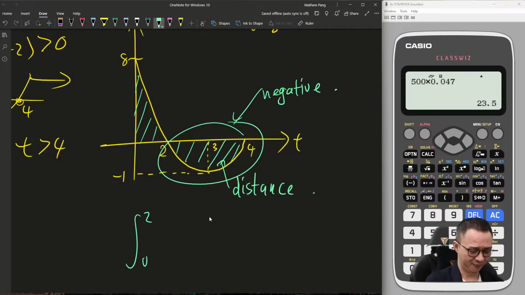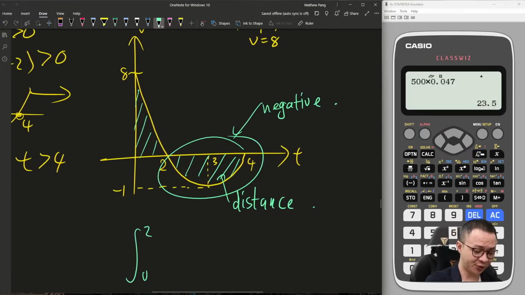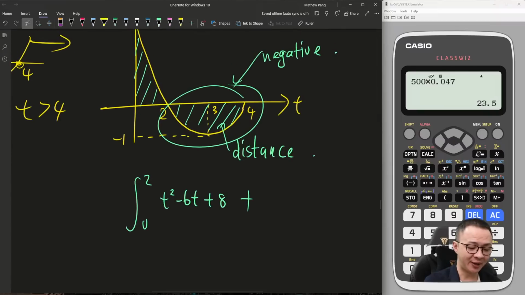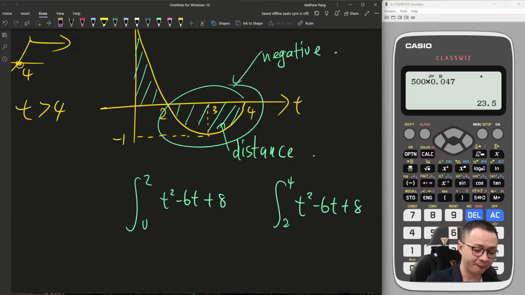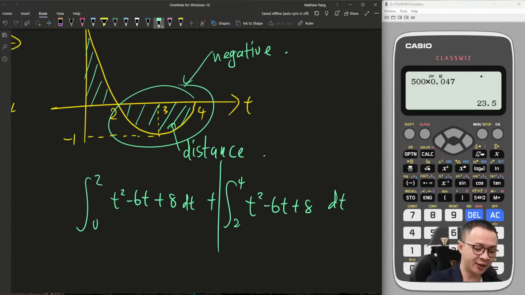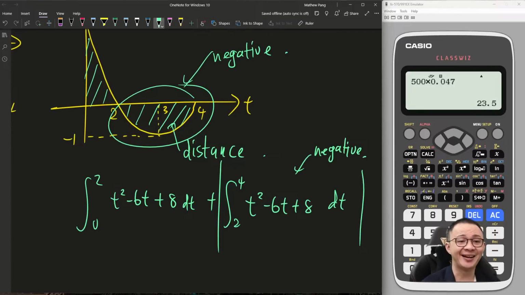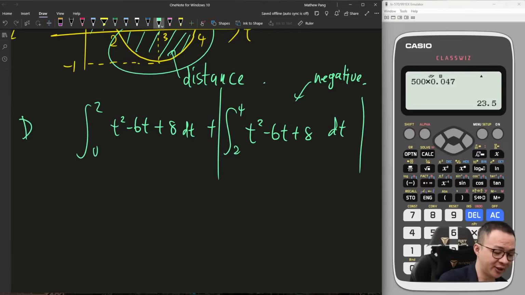I will integrate 0 to 2, my v equation, which is t squared minus 6t plus 8. Plus another part, I will integrate 2 to 4, t squared minus 6t plus 8. Here you can write dt if you want to. Write dt plus this one dt. And here I will modulus it because I already know later the area will be negative. So I will modulus it because it's below the t-axis, this part. Okay, so here I give them a name called distance.